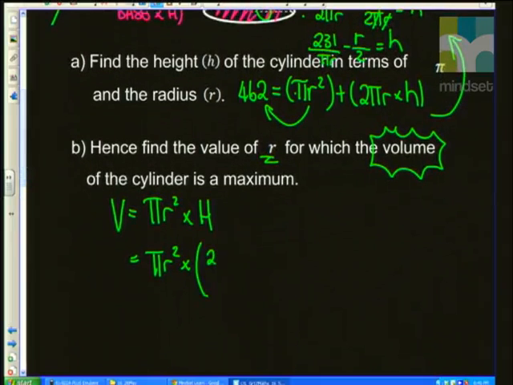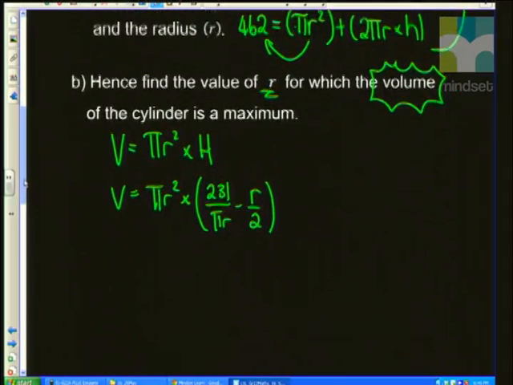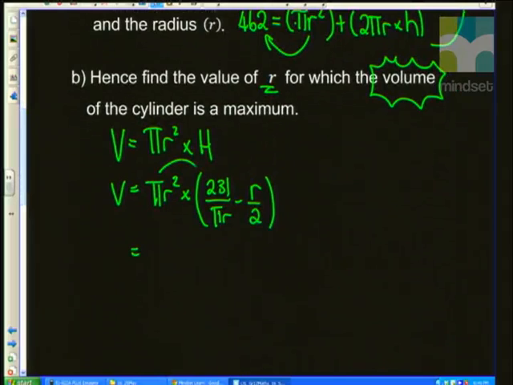We're using our 231 over pi r minus r over 2, and that's representing your volume. Let's simplify this. If I were to distribute this into both the first term and second term, the pi's will cross-cancel, the r's will cross-cancel. So I'm going to be left with 231 r from my first term. From my second term, I'm going to have pi r cubed over 2. So everyone can see what I've done there. That represents your volume.